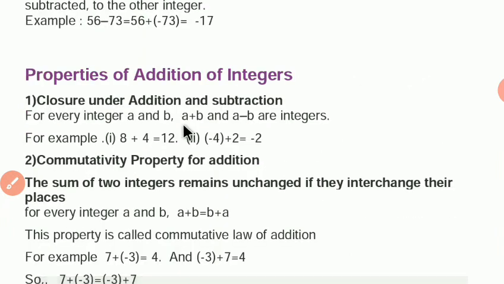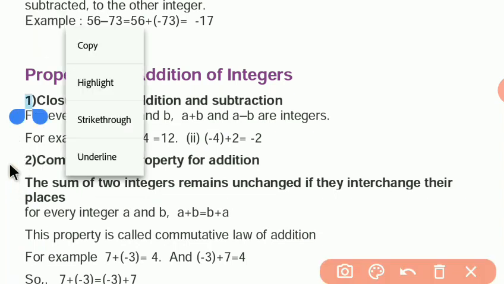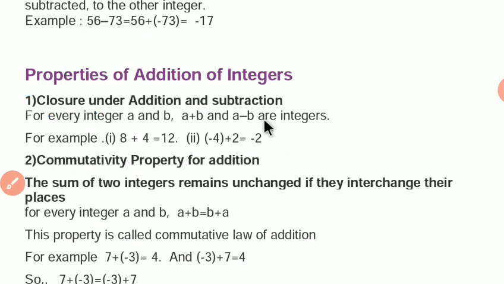Now we will see the properties of addition of integers, which are the different properties for the integers with respect to addition. First one is closure property. Closure under addition and subtraction.